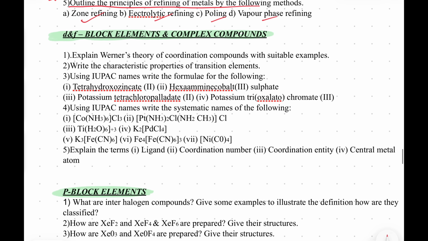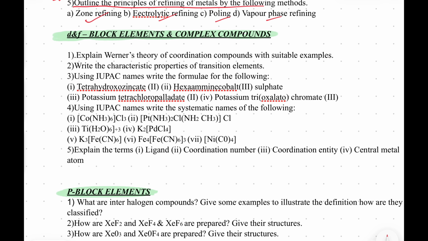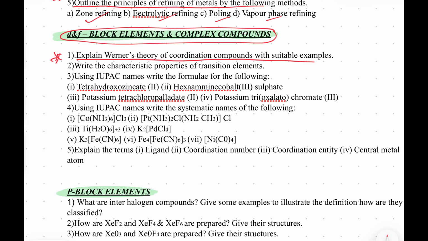Clear? Next one, D and F block elements, and complex compounds. A combination of these two lessons. A very important question is Werner's theory. This question has been asked many times. And last year they asked IUPAC names. Sometimes they give names and you should write the structures. Sometimes they give structures and we need to write the names. That's why this is a very important question. Clear? Don't forget this.